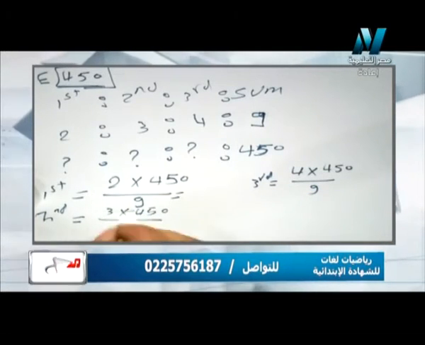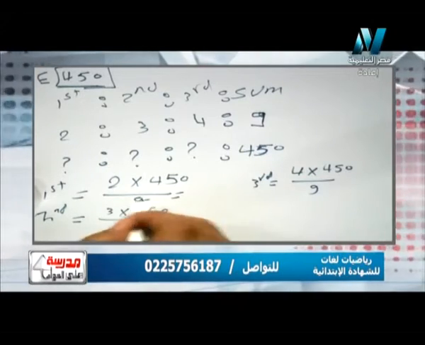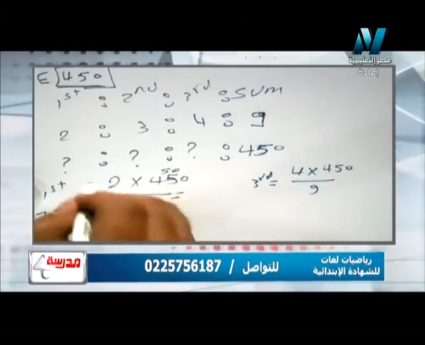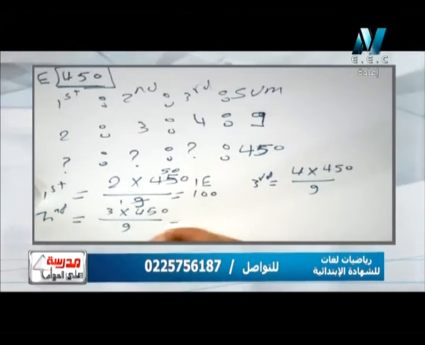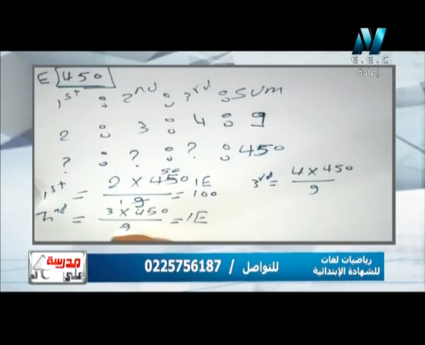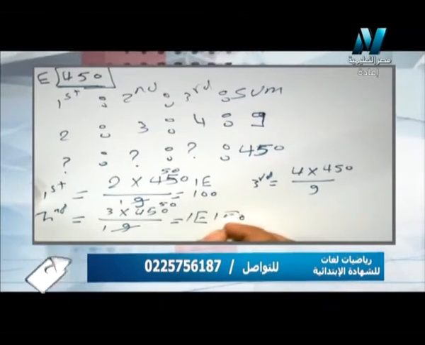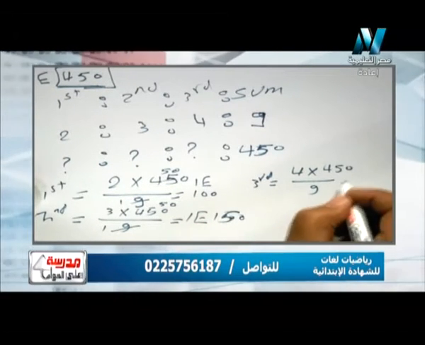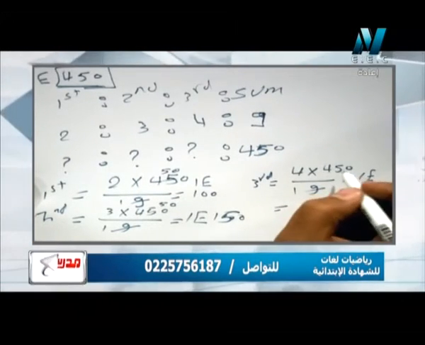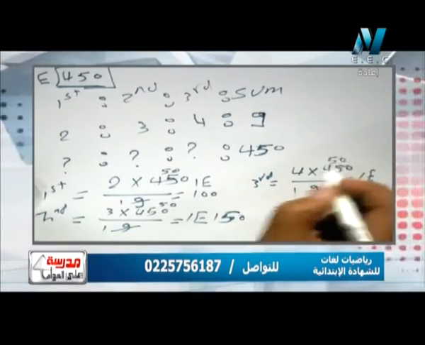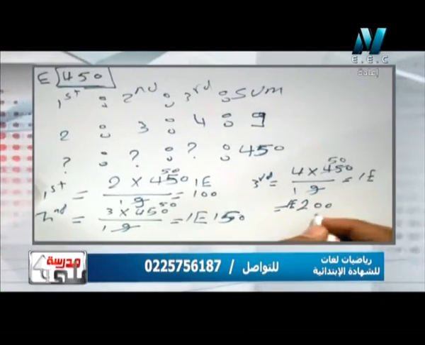You can use your calculator to get the result, as we said before, or you can simplify the numbers. Divide 450 by 9 equals 50. 2 times 50, the result will be 100 pounds. And the share of the second, in the same way, 3 times 50 equals 150. In the same way, for the third one, 4 times 50 equals 200 pounds.